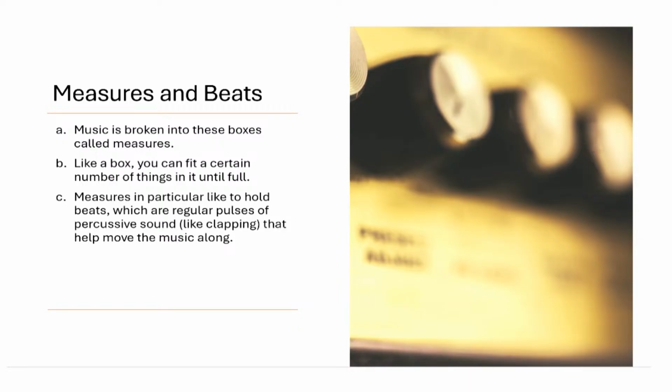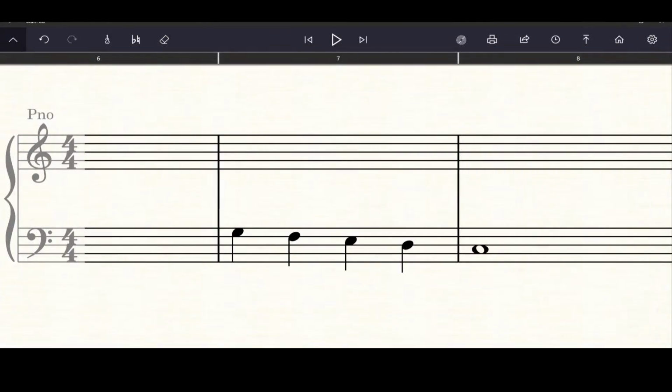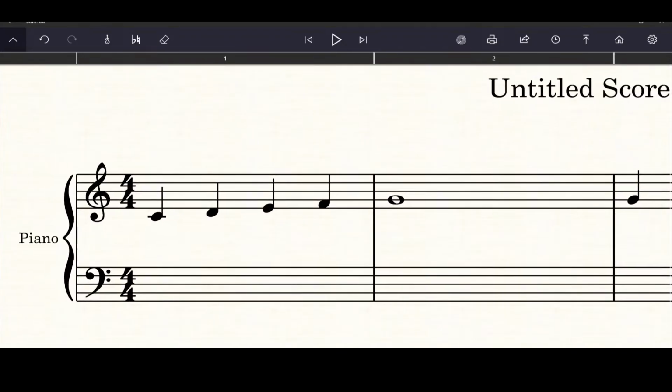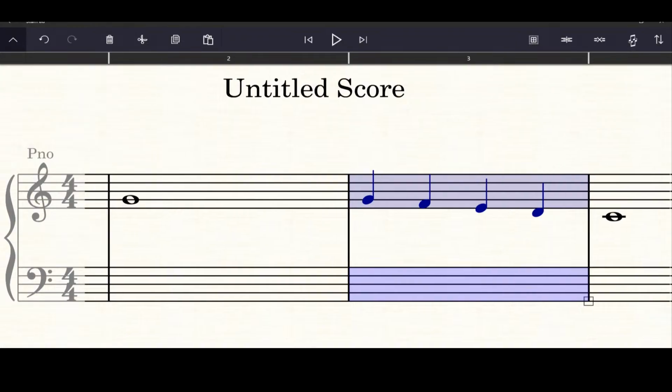The first point I want to make is that music is broken into boxes called measures. If I change it here, I want you to notice that music is blocked off into these blocks right here. You see how there's treble clef and bass clef, and then they're divided by this vertical line right here? Well, that is what we call a measure. So that was measure 1. Here's measure 2. Here's measure 3, and so forth. I think it's pretty easy to understand.